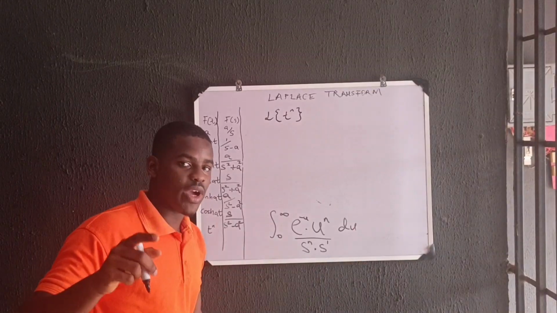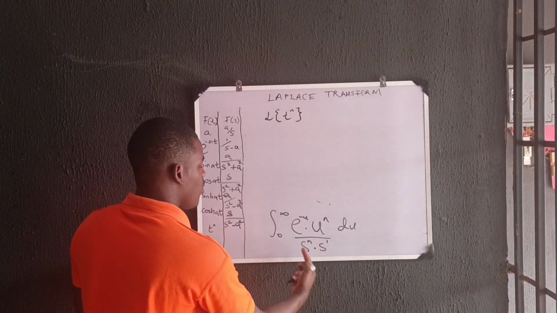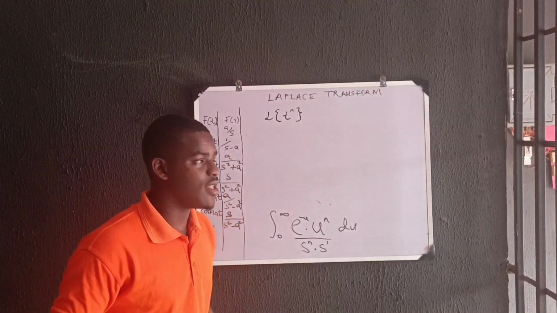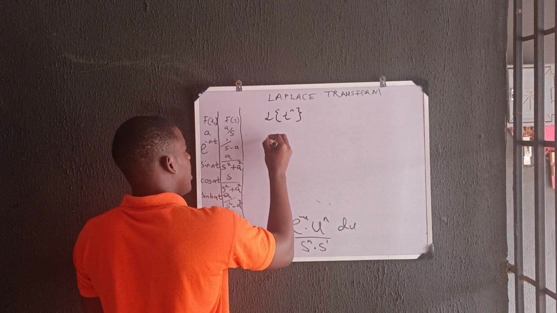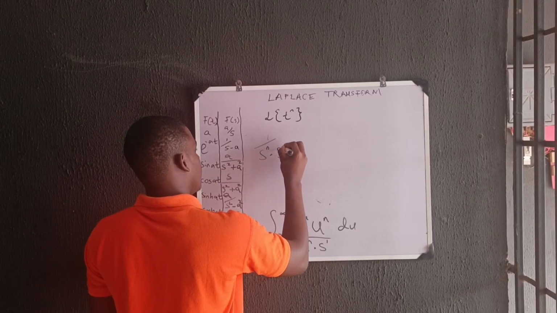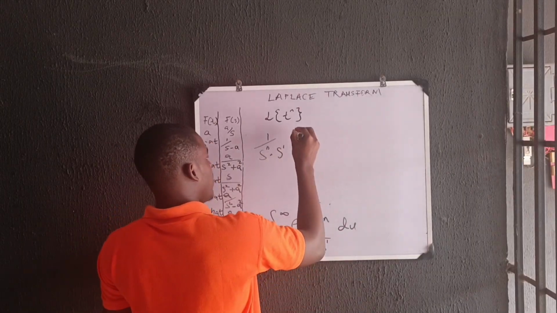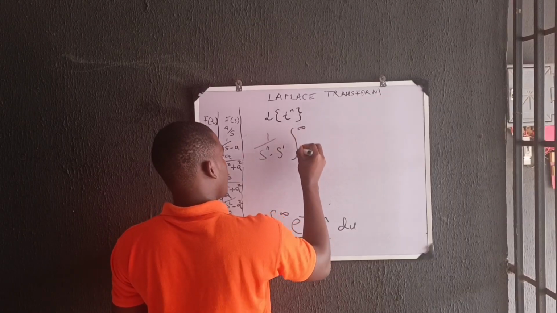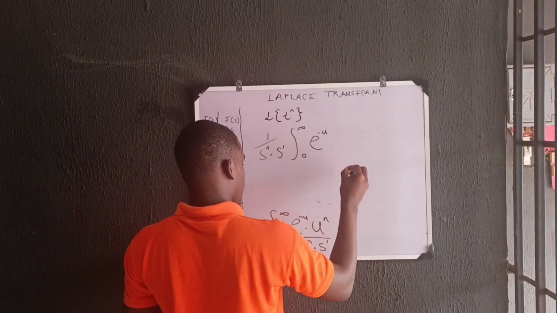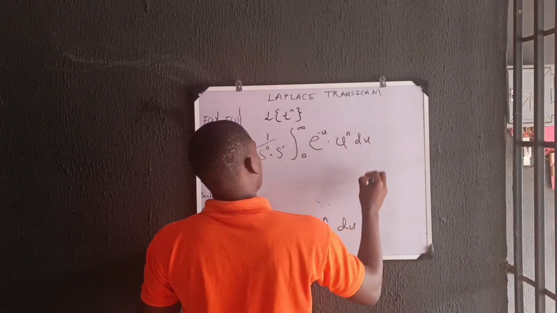Okay, so what is the next thing we are going to do? We have to bring this out now as a constant. Because we are integrating with respect to u, we don't need this s. We can treat s as a constant, right? So we are going to bring s out: 1 over s power n times s power 1, times the integral from 0 to infinity of e power negative u times u power n du.